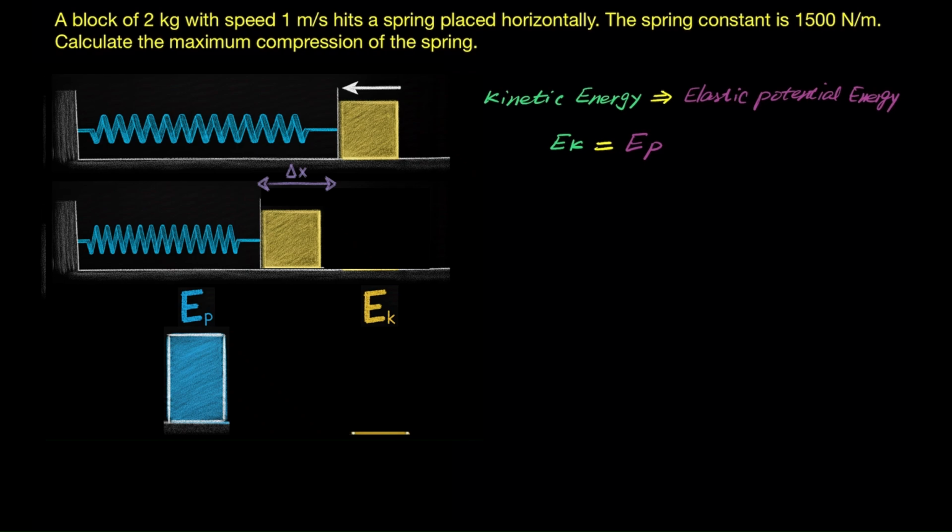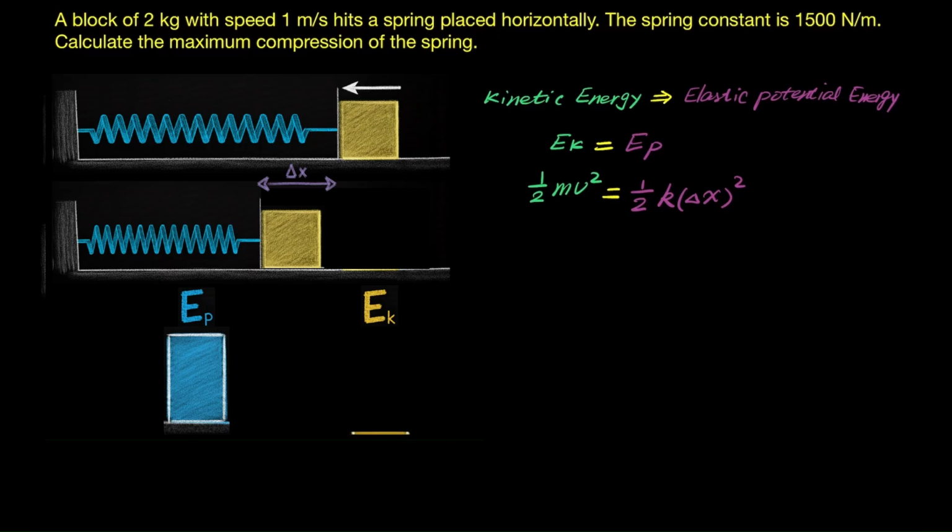Now let's expand these terms using our standard formulas. For the kinetic energy, we have Ek equals 1/2 mv squared. And on the other side, we have the elastic potential energy equals 1/2 multiplied by the spring constant k and the displacement of the spring, delta x, squared. So delta x is the displacement, or the distance the spring is compressed from its natural length.